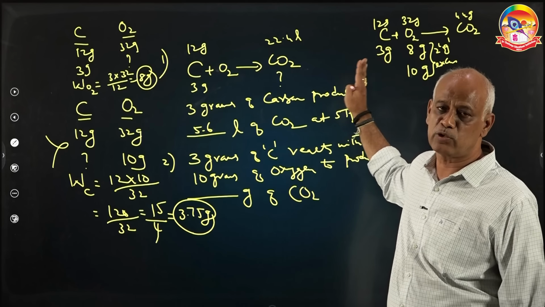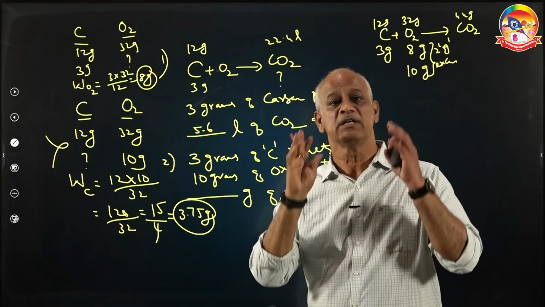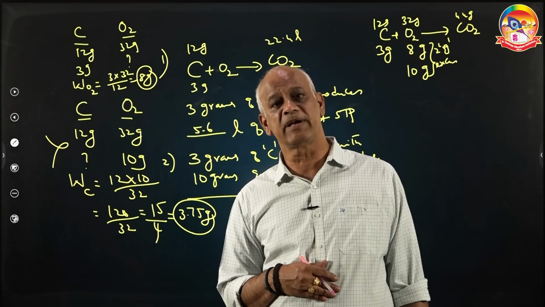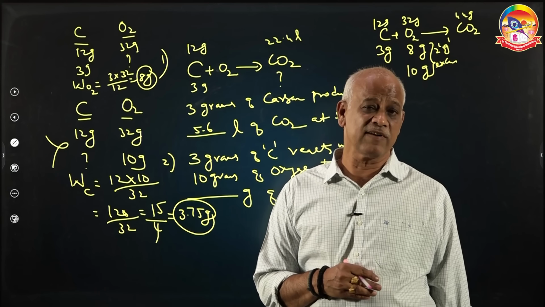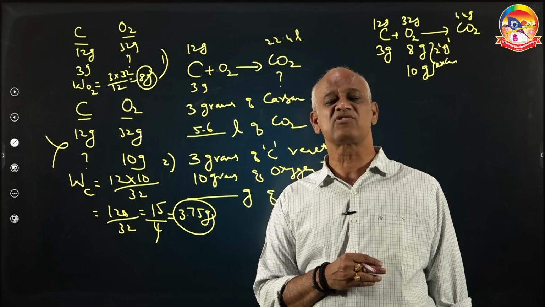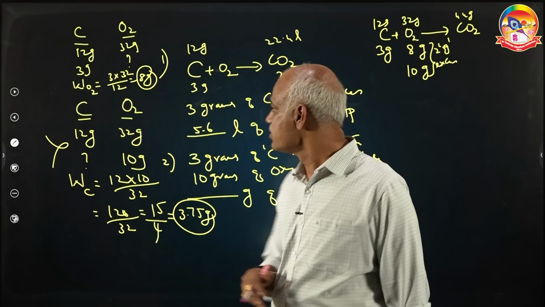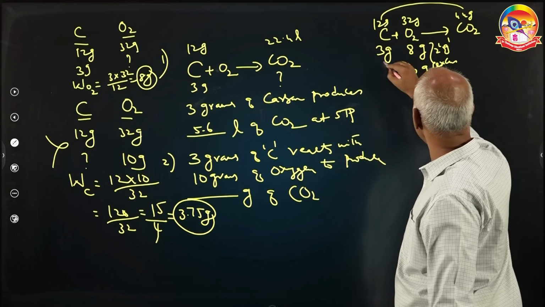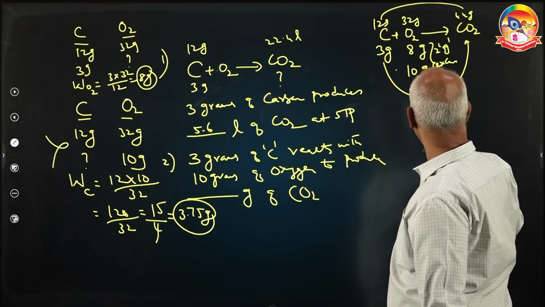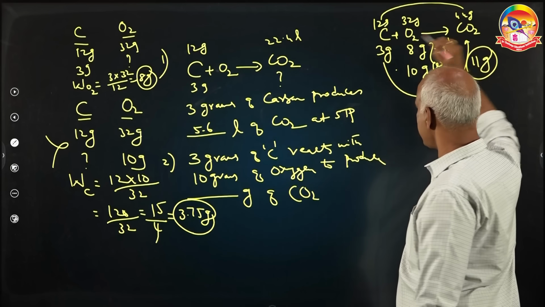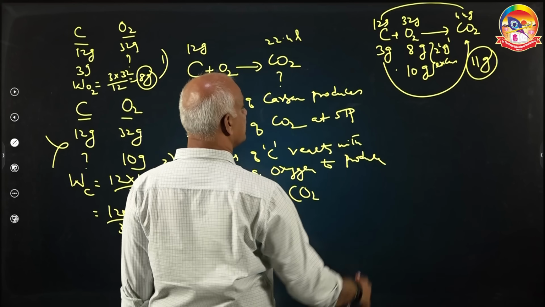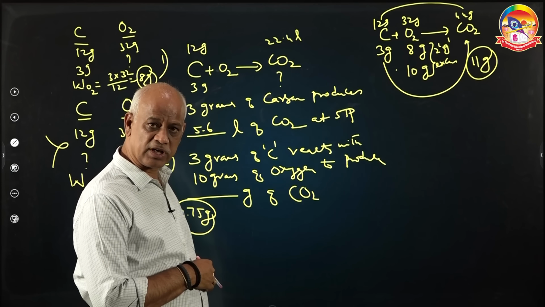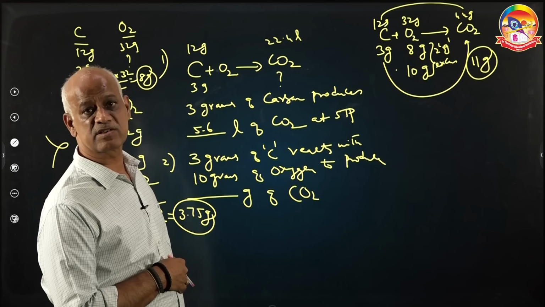Now, while calculating the amount of the product formed, who will decide the amount of the product formed? The amount of the product formed does not depend on the amount left over. It always depends on the amount reacted. So we select the reagent which is limiting, and we ignore oxygen. 12 grams required gives 44. 3 grams gives how much? Happily your answer will be 11 grams. So 3 grams of carbon when reacted with 10 grams of oxygen will produce only 11 grams of carbon dioxide.